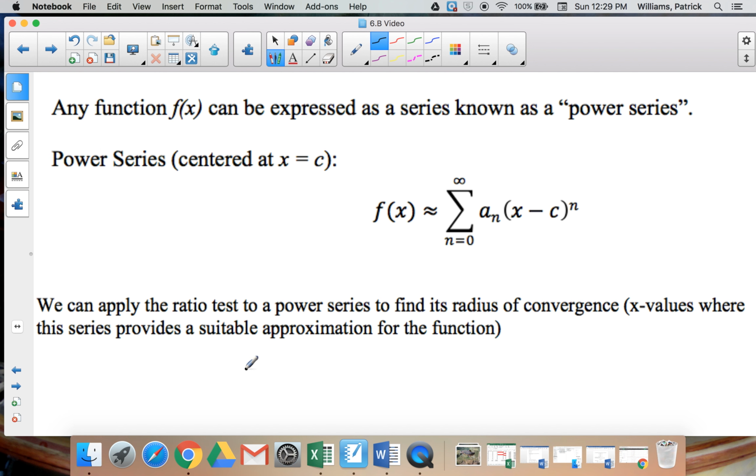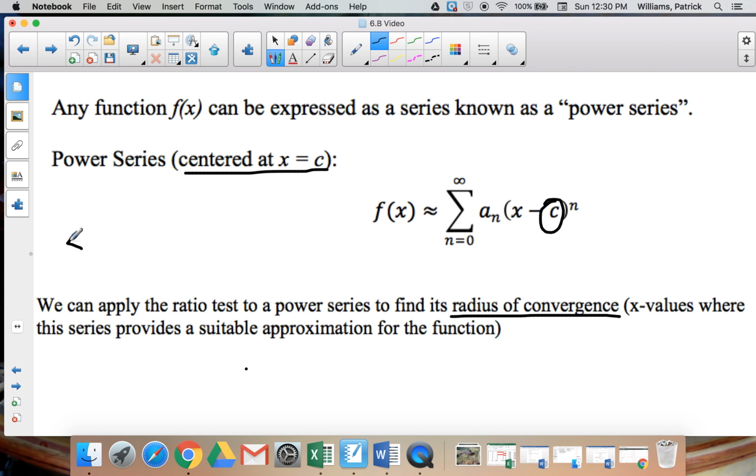to them, we can find something called its radius of convergence. And that's basically the same thing we did before when we applied the ratio test to find our interval of convergence. So in this case, a radius of convergence is just some constant distance away from this value c. That's why we say it's centered at c, of which this is a suitable approximation for this function.